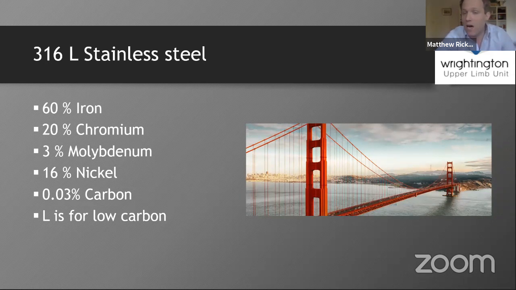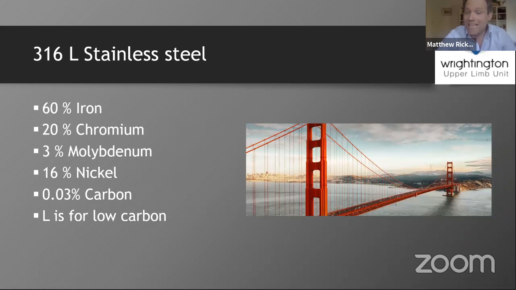So iron makes up 60% of stainless steel 316L. Chromium makes up 20%. Molybdenum makes up 3%. Nickel is 16%. So the nickel is quite high. So if you have a nickel allergic patient, then stainless steel may not be the ideal implant for them. Now, carbon itself makes up only 0.03%.